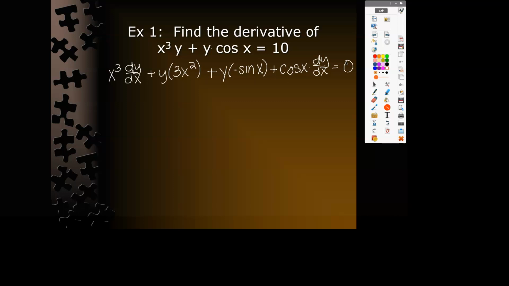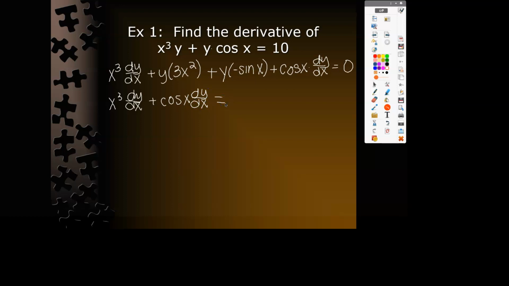So now, same goal as before. We need to get dy dx on the left and everything else on the right. While moving my dy dx's and my other stuff, I'm just going to reorganize the variables and terms as well. So this would be x cubed dy dx plus cosine x dy dx.